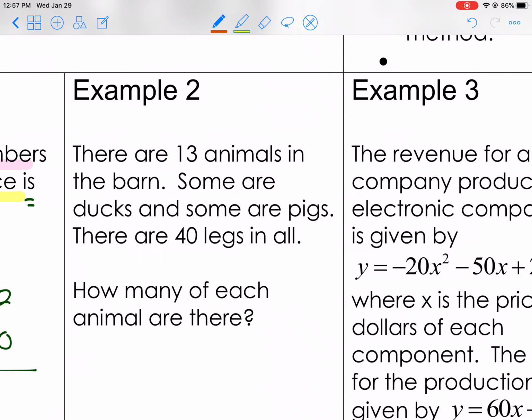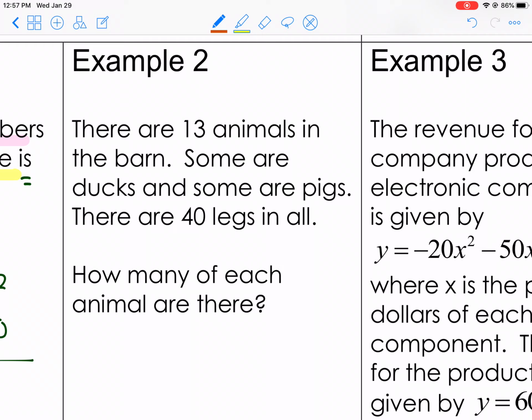Okay, our second example says there are 13 animals in the barn. Some are ducks and some are pigs. So this maybe is not written in the best way, but there are 13 animals in the barn, and they are ducks and pigs. There are 40 legs in all. So if I was talking about something to equal 13, I could represent ducks with D and pigs with P. All of the ducks and pigs equal 13, the animals in the barn.